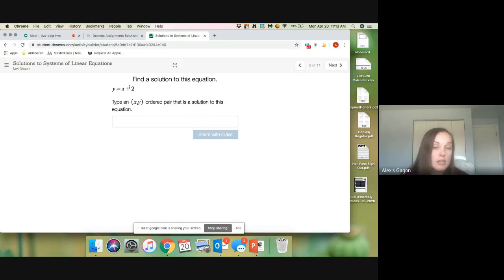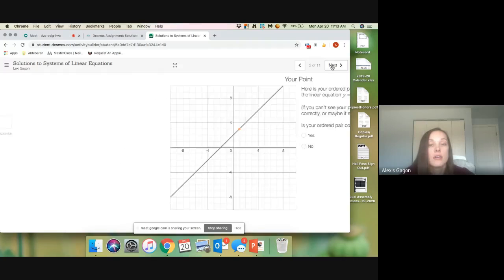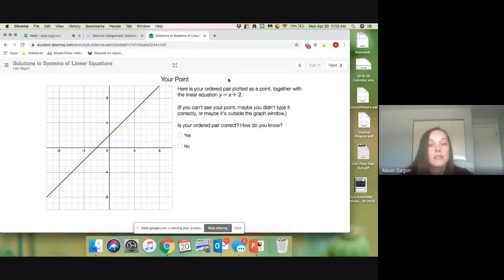Find a solution for this. So basically, if you plug in 1 for x, 1 + 2 is 3. So that would mean y = 3. So this would be (1, 3). And share it with the class. And when you share it, you'll see other people's. So like Ellie put that x = 3, which means y must = 5. Then continue going through this.